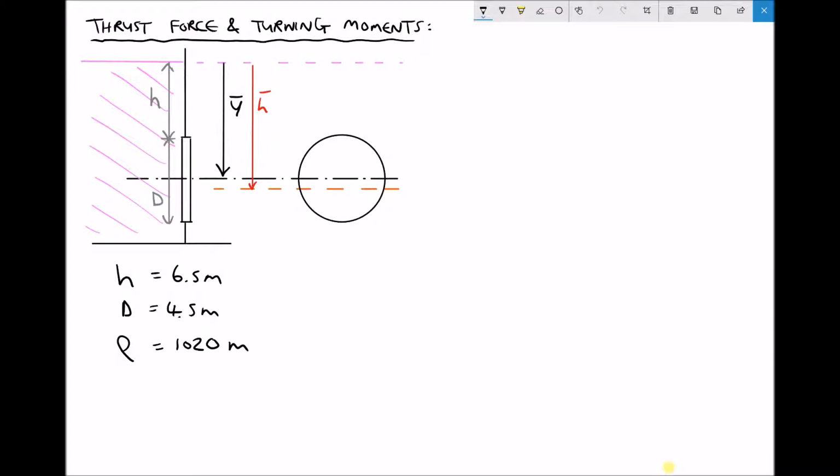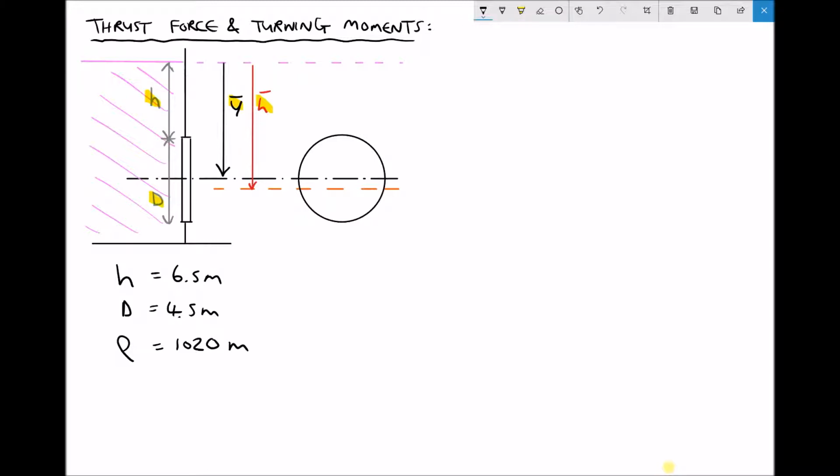We have various different things labelled on our diagram. We have a distance h, which is the distance from the free surface of our liquid to the top of our submerged surface. We have a measurement d, which this time we can see is the diameter of the circle. We have y bar labelled, which we said was the distance to the centroid of our submerged surface, or the horizontal centre line. And we have a distance h bar, which is the distance to the centre of pressure.